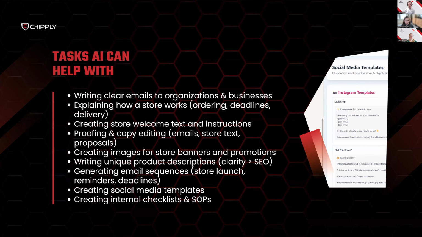So things like writing emails to organizations and businesses, writing an explanation of how a store works, creating the welcome text or the store close copy, proofreading and copying emails, creating images, writing unique product descriptions. And you can also have it specific for SEO or more for clarity. You can guide the AI to help you writing those, creating social media templates, creating internal checklists and SOPs. The list can go on, but these are just some of the ones that when we were generating this presentation, we're thinking probably most of you are doing day to day anyways, and then AI might be able to take those off your plate.